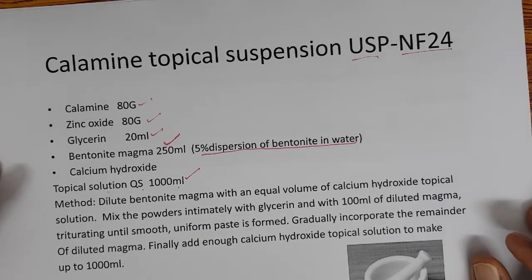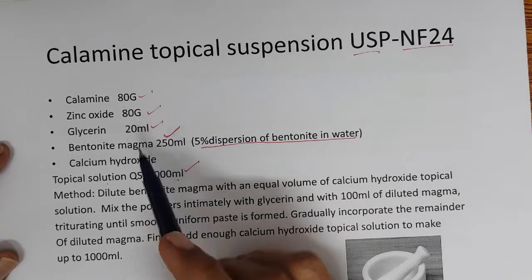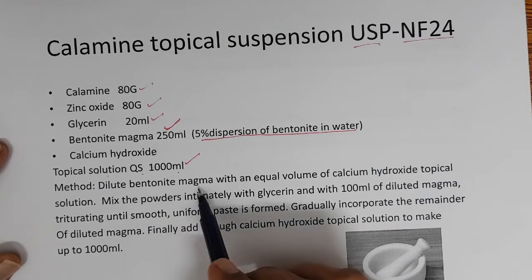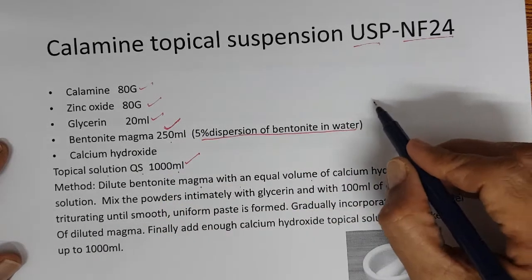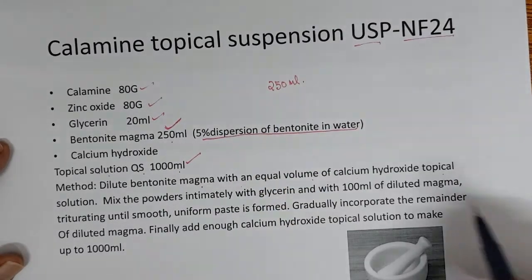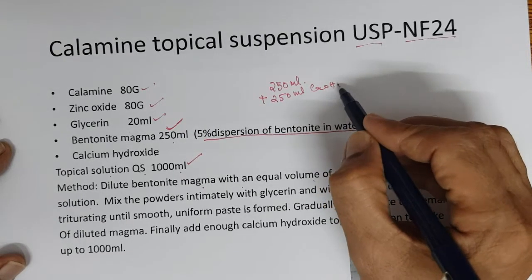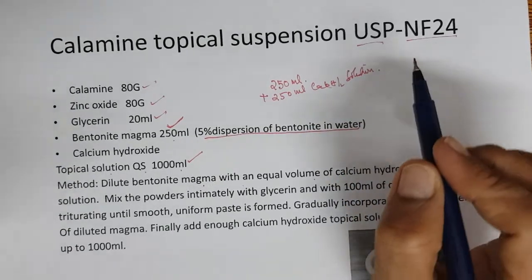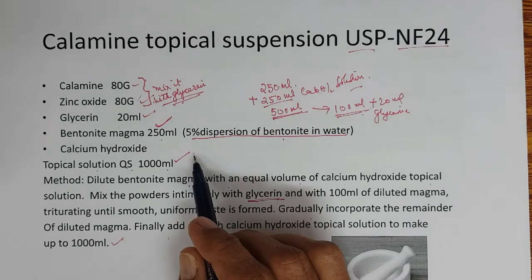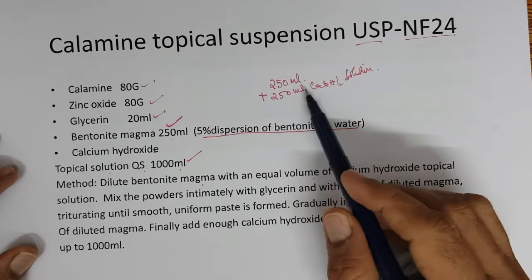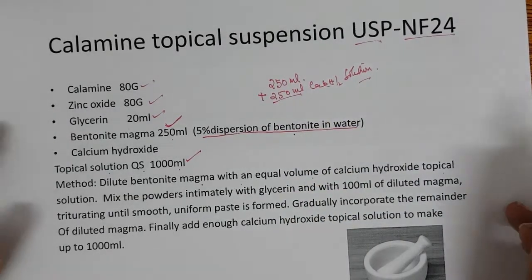So this formula, I guess, will be more stable than the previous one, for the reason of the method of preparation. Dilute bentonite magma with an equal volume of calcium hydroxide topical solution. Right, bentonite magma is 250 ml plus 250 ml of calcium hydroxide solution. Here the calcium hydroxide solution is a vehicle and it is also a mild astringent. So 250 ml of bentonite magma and 250 ml of calcium hydroxide solution, right?